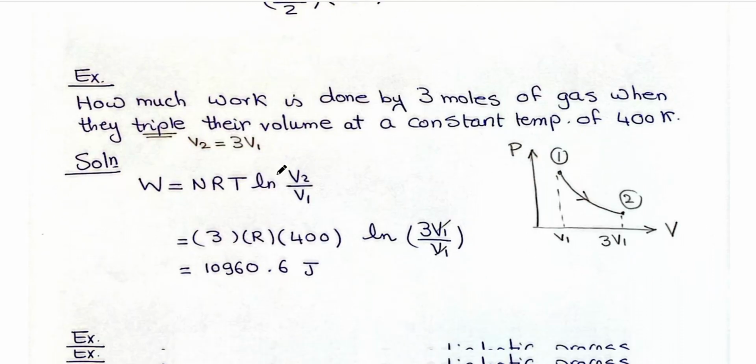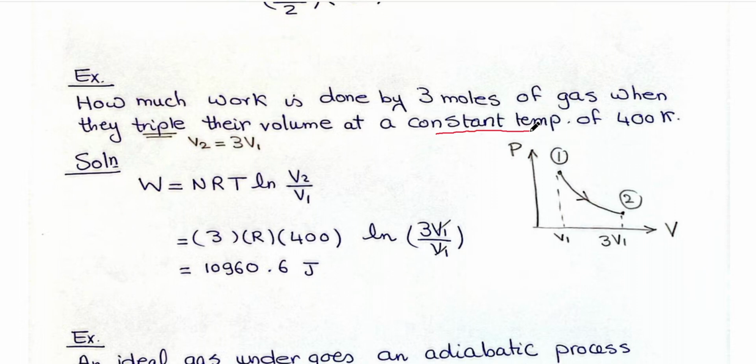Another example, but this example is a constant temperature. Constant temperature means isothermal process. How much work is done by 3 moles? So N is 3 moles of gas. When they triple their volume, if you draw a sketch of the PV diagram, this is the sketch of the isothermal process. Now the volume is tripled.